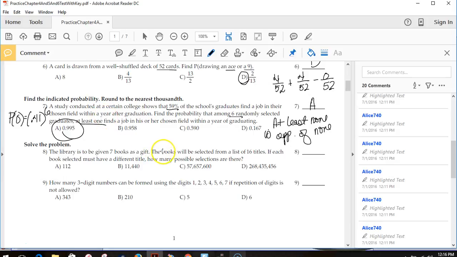A library has 7 books to give. They're choosing out of 16 titles. Every book has to have a different title. How many selections are there? Now, if you're putting books in a bag to bring to the library, it doesn't matter if you put the book in first or last, the book's going to the library. So this is order doesn't matter.